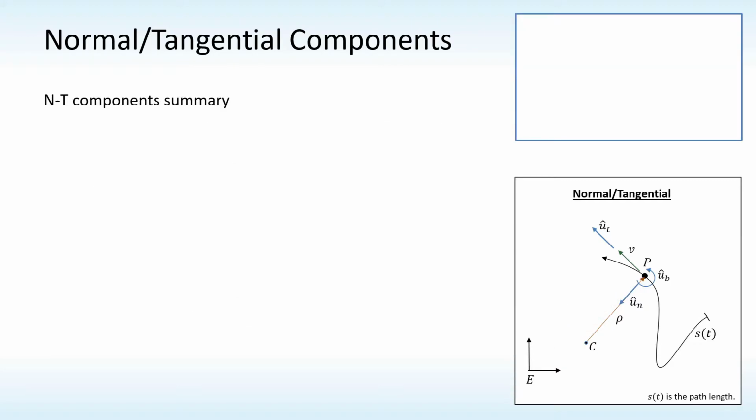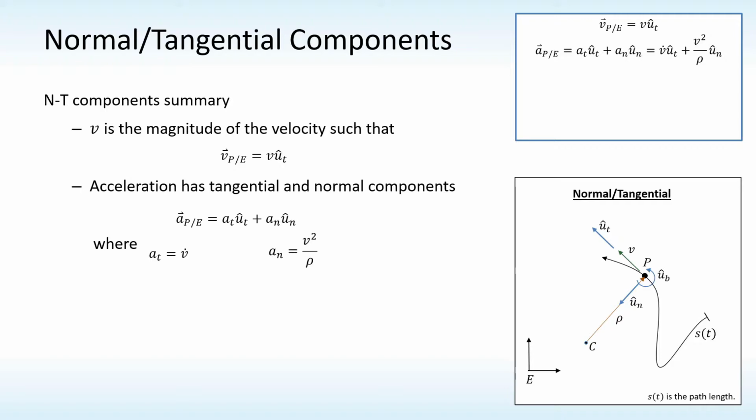As with polar coordinates, normal tangential components also have standard equations for velocity and acceleration. Because the derivation of these equations for normal tangential components is less straightforward than for polar coordinates, I'm just going to give you the equations in this case. Here, the velocity of a point P with respect to inertial reference frame E is v ut, because ut and velocity are both always tangent to the path of motion. And the acceleration of a point P with respect to E has a tangential component, at, which is equal to v dot, and a component in the normal direction, an, which is equal to v squared over rho. And again, rho is the radius of curvature of the path of motion.